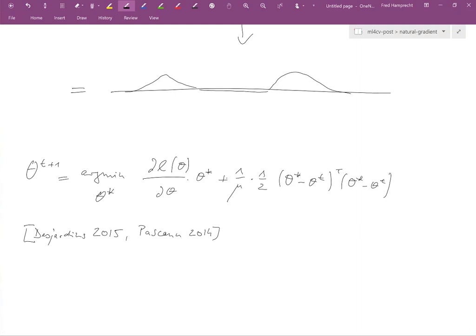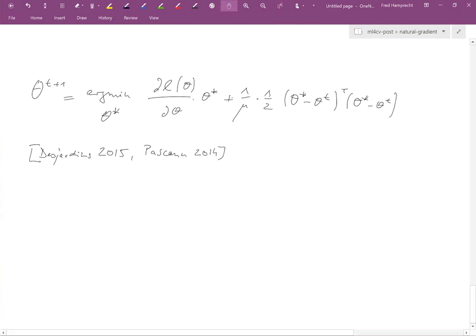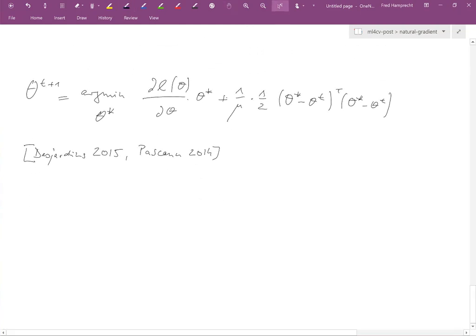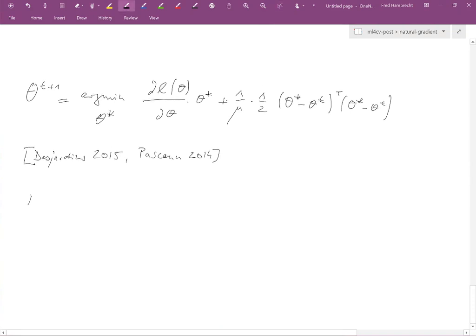Good. So the idea is that the metric tensor of the neuromanifold will be given by the Fisher information matrix.